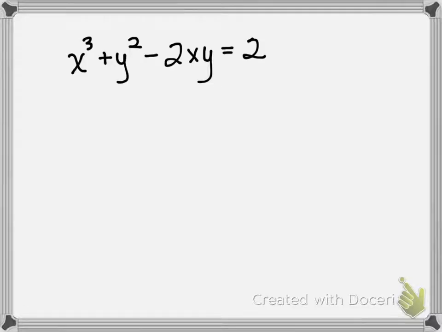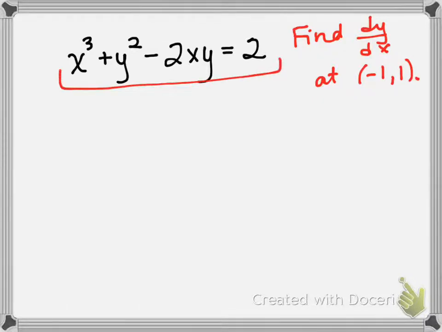Okay, so let's go back to the equation of that graph: x cubed plus y squared minus 2xy equals 2. What we would like to find is dy dx. We know y changes as x changes, so we think of y as a function of x around that point negative 1, 1. So we want to find dy dx at negative 1, 1. What we're going to do is take this equation and differentiate both sides with respect to x.